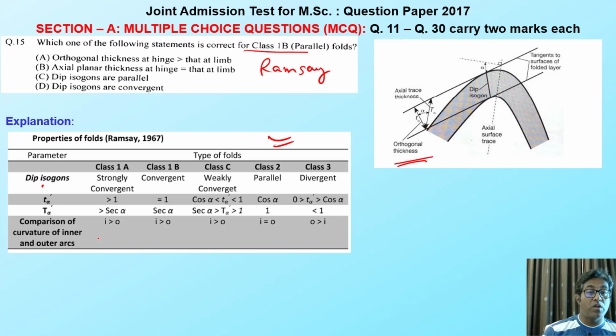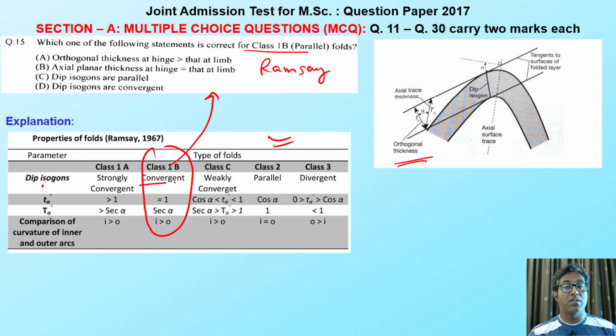Okay, if we go through all this and we have to look for this one, based on this we will have our options. So based on this, you can say this is convergent. So dip isogons should be convergent. So my option is this one. Dip isogons are convergent. No, dip isogon is not parallel.